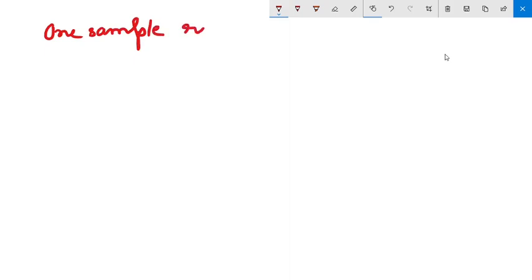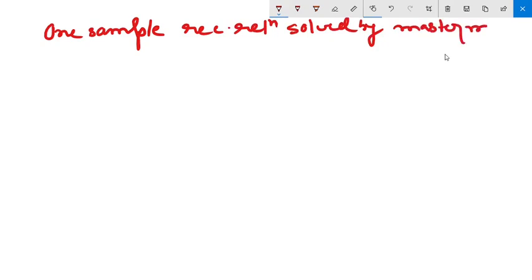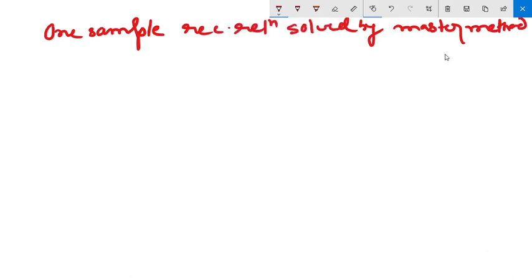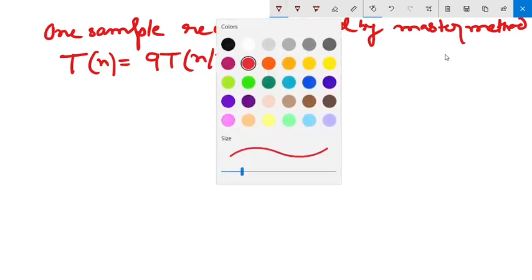One sample recurrence relation solved by master method. Okay, let the problem be this: T(n) = 9T(n/3) + n. Okay, this is the problem.